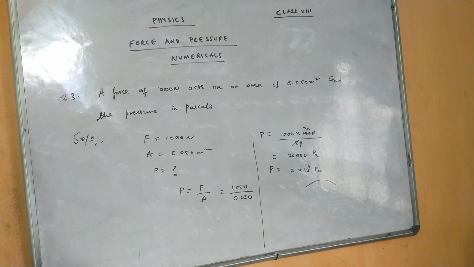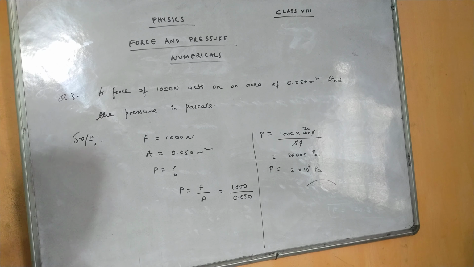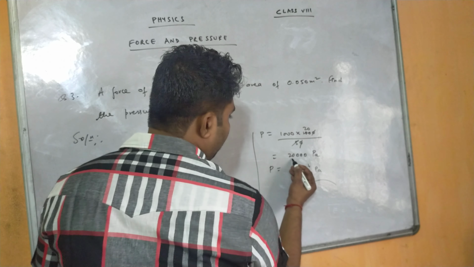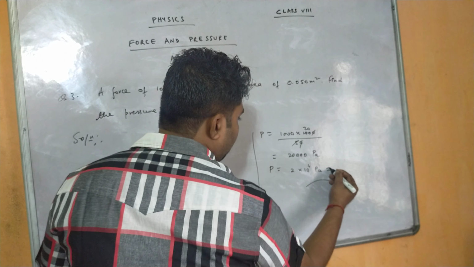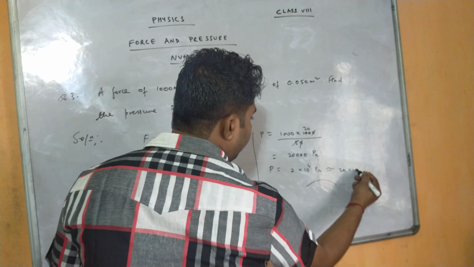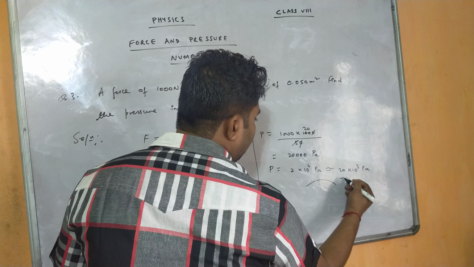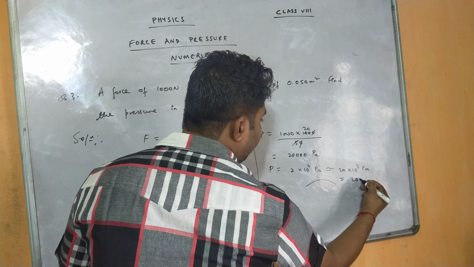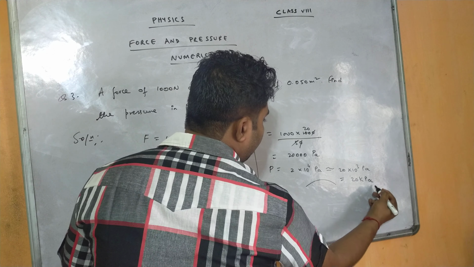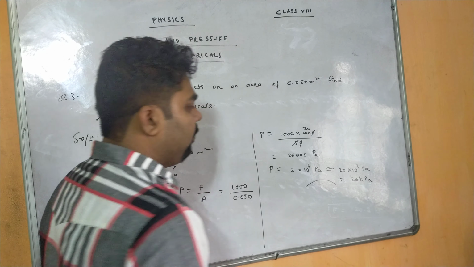Or sometimes you can write 20 kPa also. The meaning is the same, 20,000, or this can be written as 20 into 10 to the power 3 Pascal, or 20 kPa, where k is kilo. So in any form you can leave your answer.